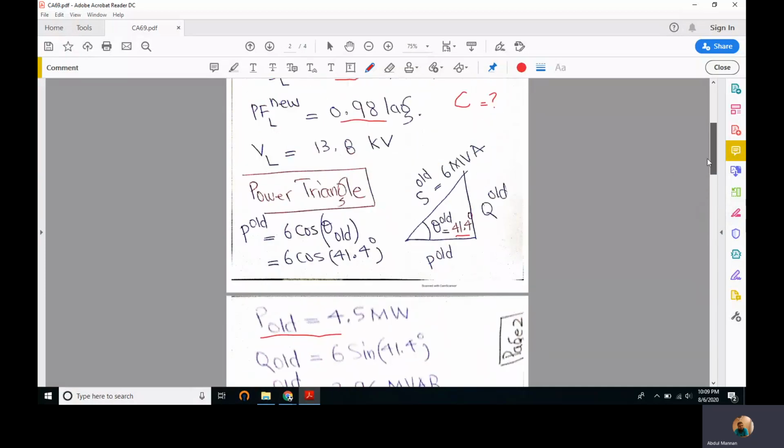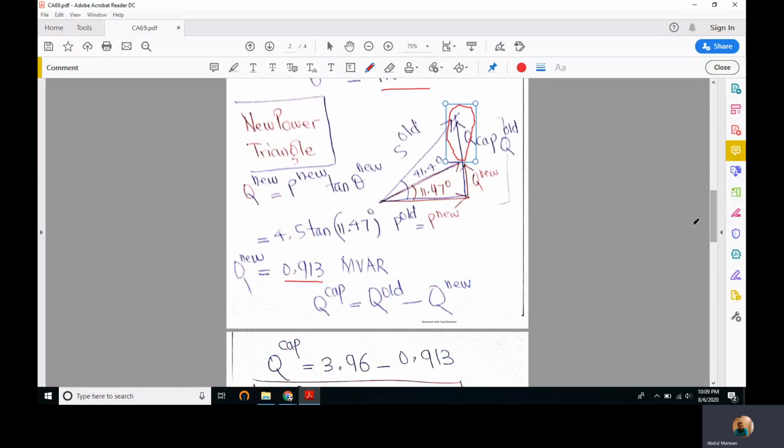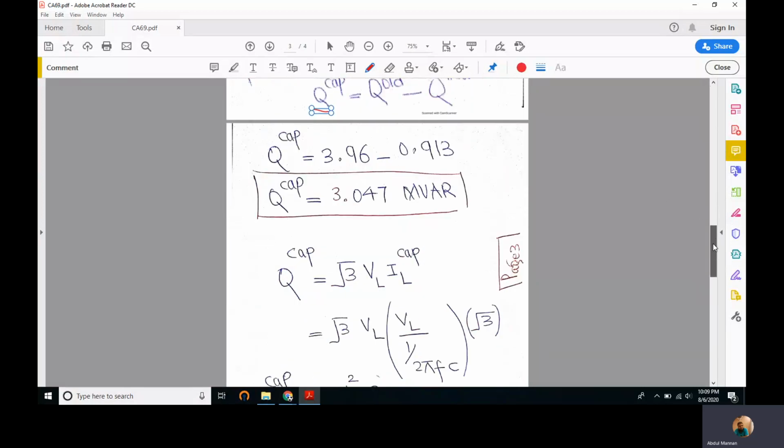This capacitor bank contains these three capacitors. Since we now have this reduced Q new, this much is the reduction caused by these capacitors. So the reduction in Q caused by this capacitor bank is Q old minus Q new. So 3.07 megavar is the reactive power that was introduced by these newly added power factor correcting capacitors.